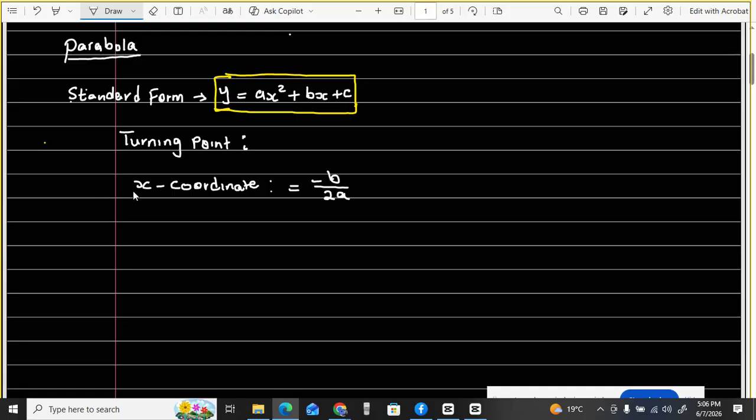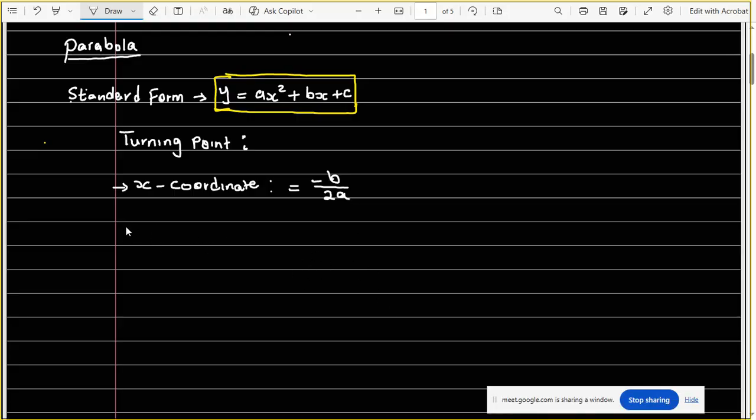Okay, so now the x coordinate of the turning point, this is the formula that you need, and you need to know the value of b, you need to know the value of a. Everything will make sense when we do examples, okay? Okay. So now, that's how you find the x coordinate.